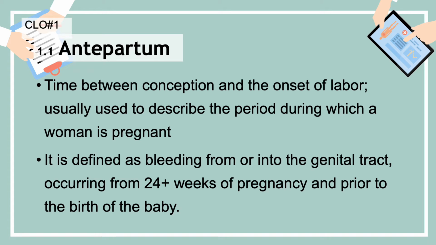This is the time between conception and the onset of labor, usually used to describe the period during which a woman is pregnant. It is defined as bleeding from or into the genital tract occurring from 24 plus weeks of pregnancy and prior to the birth of the baby.